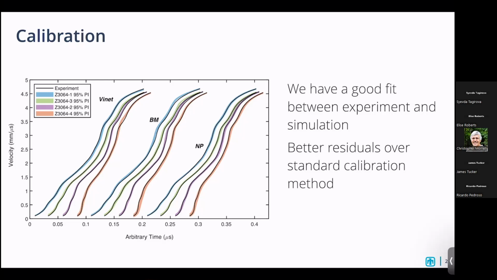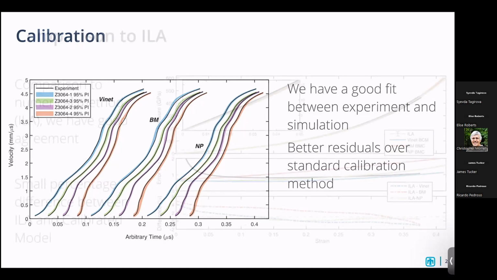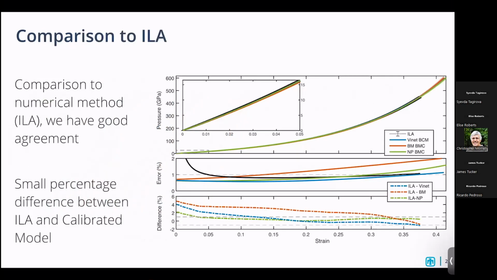This data was originally studied under a different methodology, and we actually have better residuals utilizing this framework than the standard calibration framework of estimating the correct velocity curve and the parameters. And we can get more into exactly what is happening. This is a comparison to an ILA, an integrated Lagrangian analysis, a numerical method developed here at Sandia to run the physics. Comparing to this numerical method, which is a prediction of what should happen, we have good agreement.